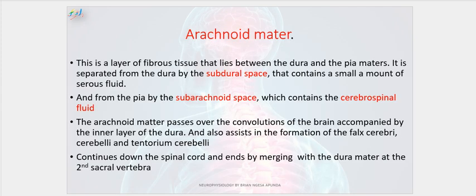After the dura mater, we have the arachnoid mater, because we said the meninges has three layers. The second layer is the arachnoid mater. This lies closely to the dura. It is a layer of fibrous tissue that lies between the dura and the pia mater. It is separated from the dura by a subdural space, a small, readily available space between the dura and the arachnoid mater.